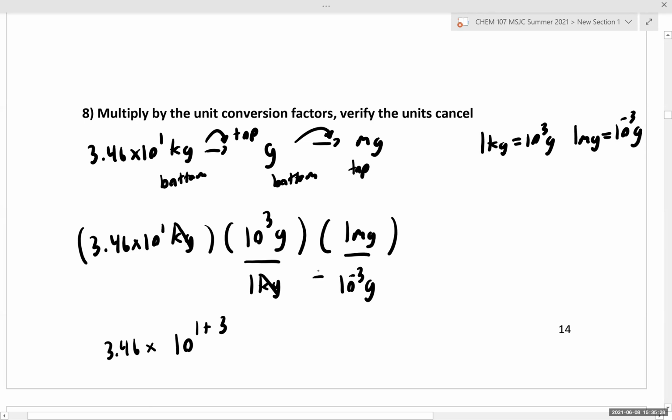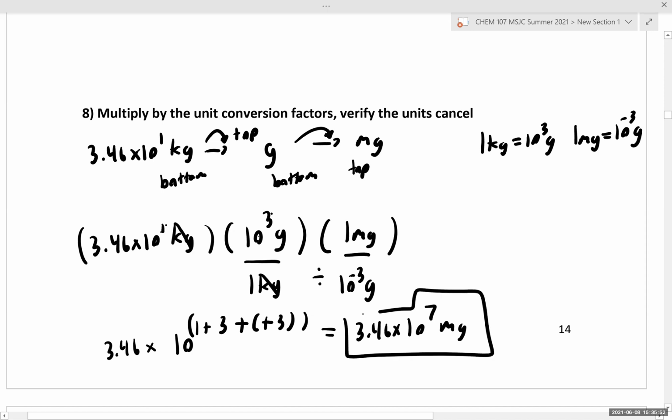When you're dividing by powers of 10, you subtract the exponent. So we have 1 times 10 to the first times 10 to the third, 1 plus 3. We're dividing by 10 to the negative third, so we subtract -3, which turns into +3. So that gives us 3.46 times 10 to the seventh milligrams. Does that process make sense to everyone?